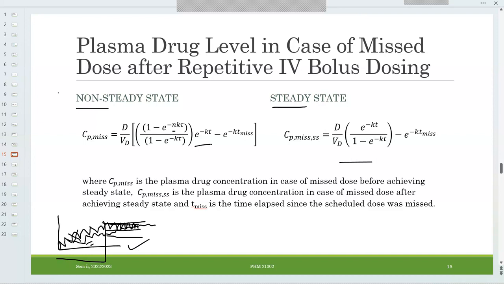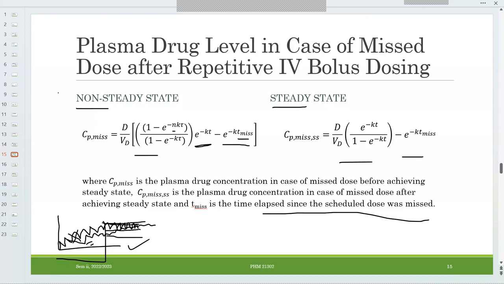This is the elimination fraction. This is like the Cmax portion, and this one gives you the trough level. But here we subtract this fraction that represents the drop in concentration due to the dose missed. So Tmiss is calculated from the time elapsed since the scheduled dose was missed. Okay, so we add another elimination fraction.